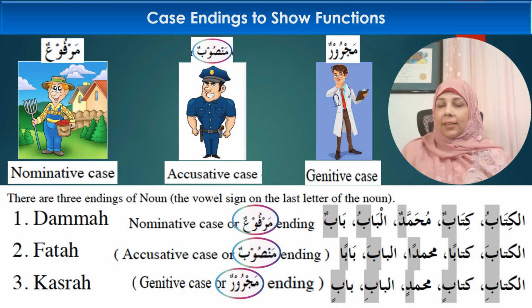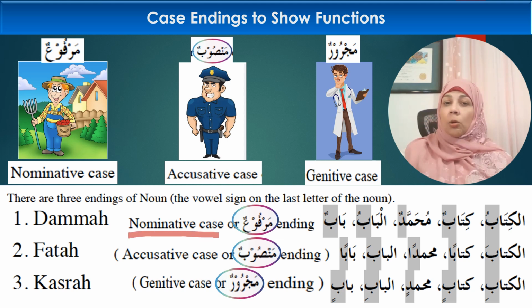In the last lesson, I said that the hat of this farmer showed his function as a farmer. I discussed how the dhamma ending showed the function of mubtada and khabar in the sentence. We also saw an example of the dhamma showing the subject of a verb, which is the fa'il. I said that this was the nominative case or marfu'an. Today we will look at examples of the accusative case or the mansubun ending.